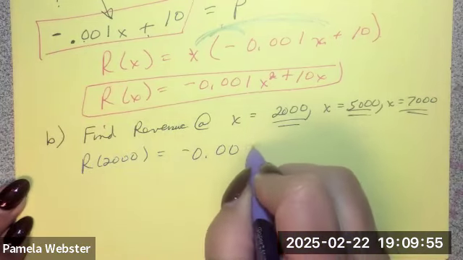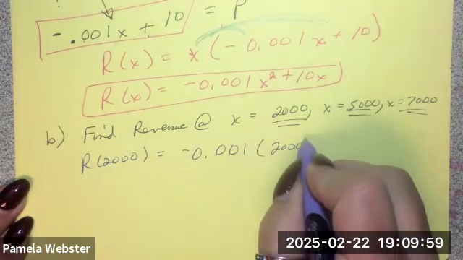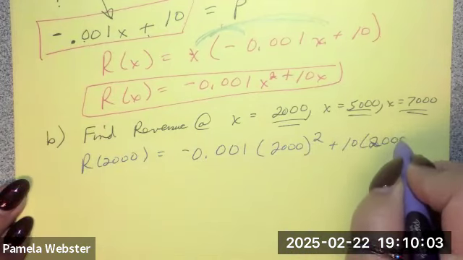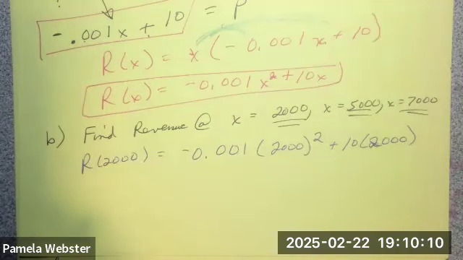negative 0.001 times the 2,000 squared plus 10 times 2,000, plugging in that 2,000 for the x. Let's see what we got. 10 times 2,000.